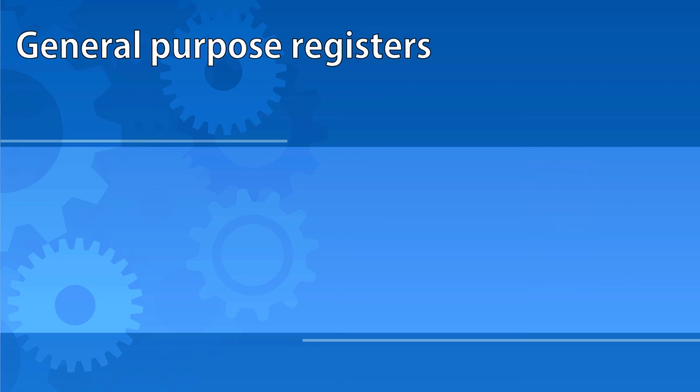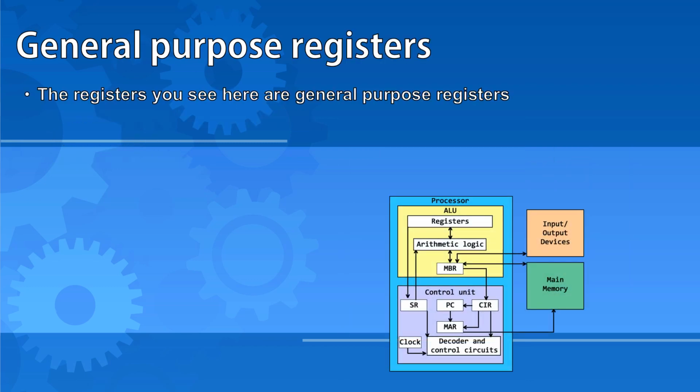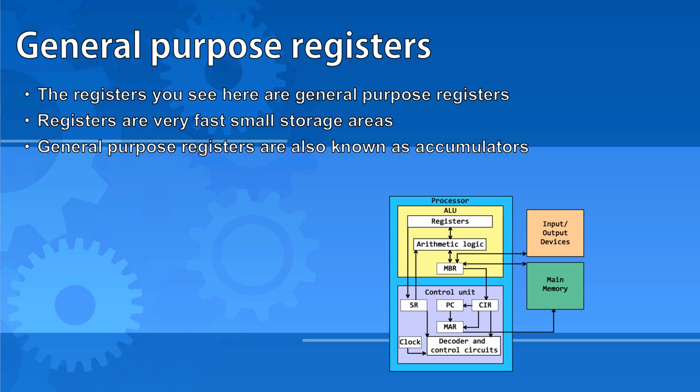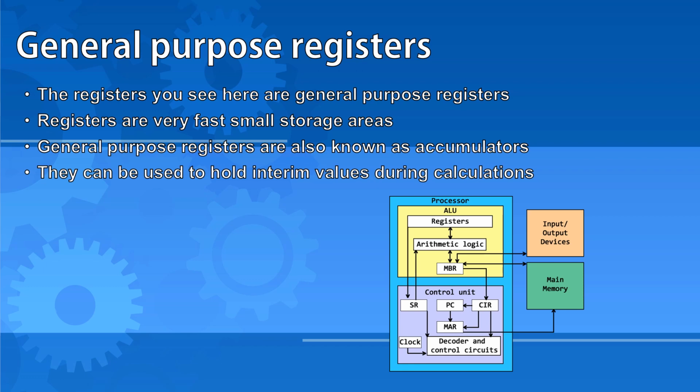The section you see here marked registers within the arithmetic logic unit are known as general purpose registers. These registers are very fast, small storage areas on board the processor. General purpose registers are also known as accumulators. They can be used to hold interim values during calculations.